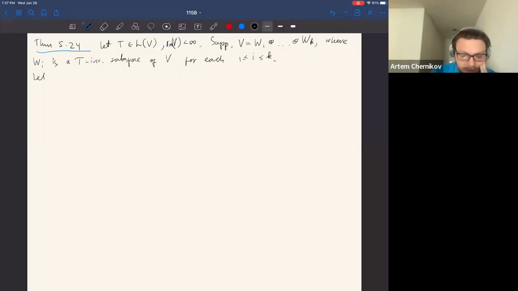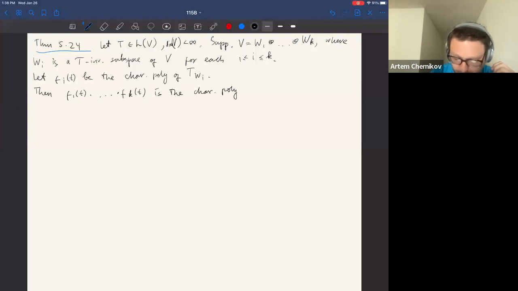All right, and let fi(t) be the characteristic polynomial of T restricted to Wi. So for each of these invariant subspaces Wi, assume we're given a characteristic polynomial for each of them. Then we can calculate the characteristic polynomial of the whole linear operator T. The conclusion is that f1(t) times f2(t), etc., times fk(t) is the characteristic polynomial of the operator T.